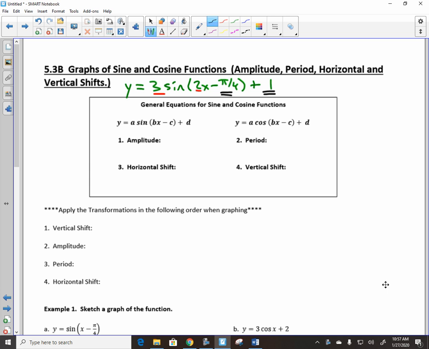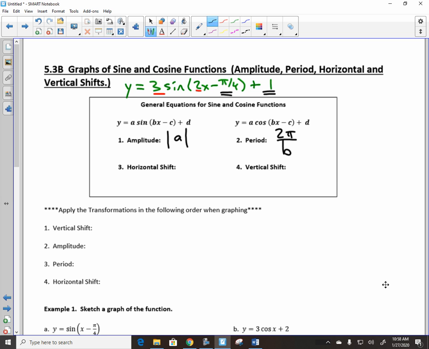And the 2, that impacted the period. We had this formula, it was 2 pi divided by b, right? So today we're going to look at how we actually shift it. We're going to look at horizontal shifts and vertical shifts. The amplitude is the absolute value of A. The period is 2 pi divided by b.